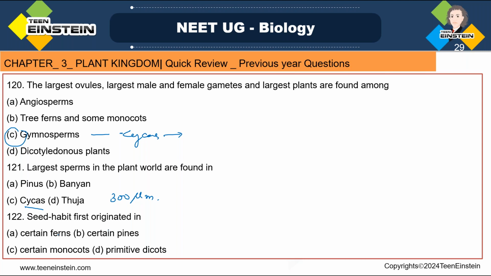Next is, seed habit first originated in, option A, certain ferns, option B, certain pines, option C, certain monocots, option D, primitive dicots. So here, seed habit originated in cycadophytes or pteridosperms. So the first one, certain ferns, we can say seed habit originated in cycadophytes.